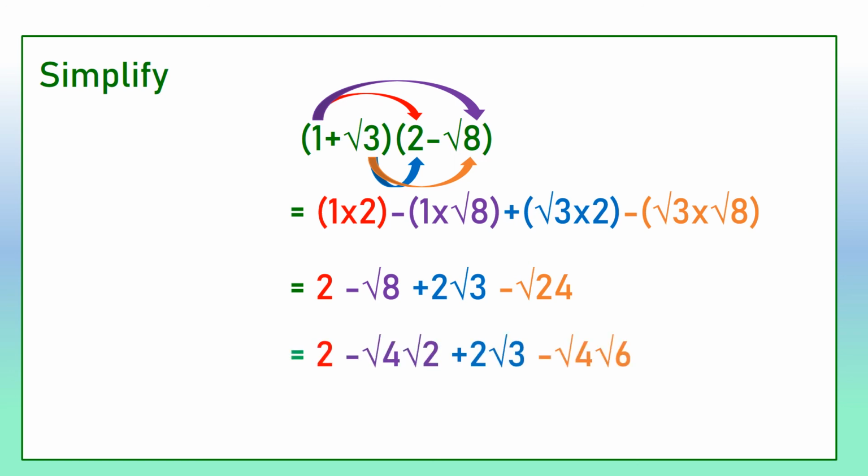And then I have rewritten the root 8 as root 4 root 2, and I've rewritten the root 24 as root 4 root 6, because 4 is a square number in both those cases, which then means that I can break it down even further to 2 take away 2 root 2 plus 2 root 3 take away 2 root 6.